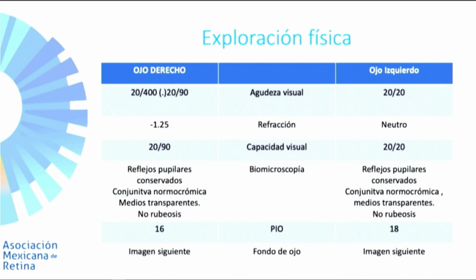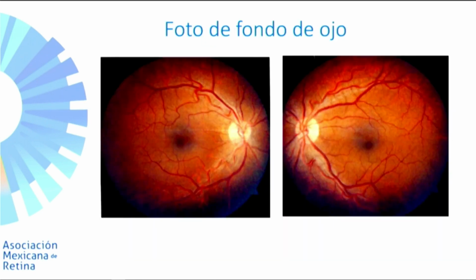She's a patient who was tested before, so the first few tests have not been prescribed by me. The right eye visual acuity 20/400. It improved to 20/90. With refraction, it stayed there, and left eye 20/20. The pupil reflexes were preserved on both eyes. Everything was normal. No rubeosis and normal IOP.